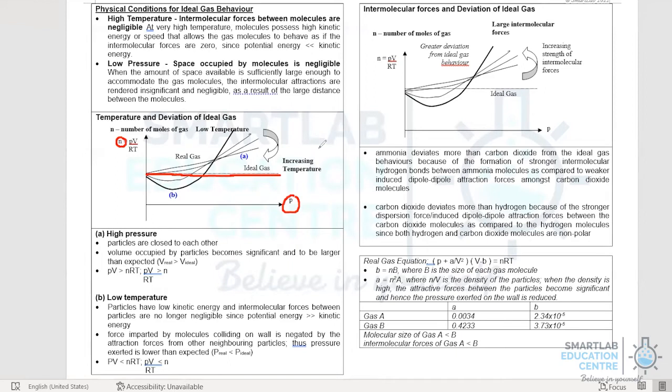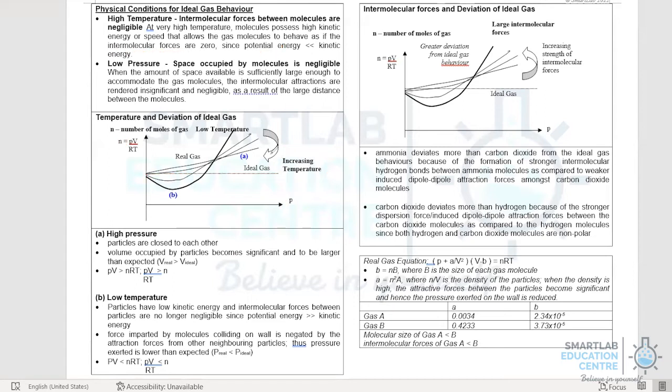In this graph, we are studying the effects of increasing temperature on the same type of gas. And you will find that as the temperature increases, the graph will tend towards ideal gas behavior. At high temperature, molecules have significantly higher kinetic energy. So with higher kinetic energy, potential energy is less significant, which means the intermolecular attraction force between the molecules tends towards zero. That explains why real gas tends towards ideal gas behavior.